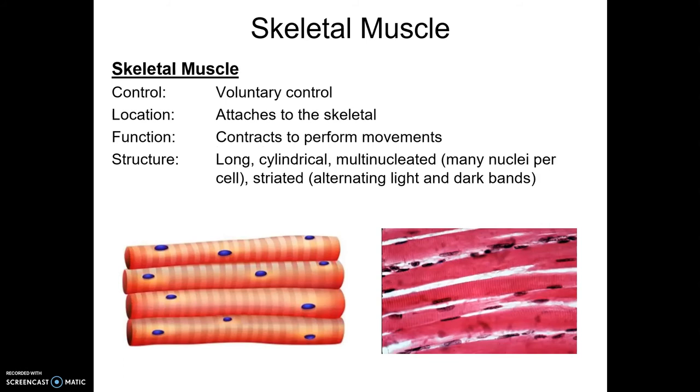Let's take a closer look at the three types of muscle tissue. The first muscle tissue is skeletal muscle. Skeletal muscle is under voluntary control and is attached to bones of the skeletal system. When skeletal muscles contract, they pull on the bones and movements at the joints occur. The structure of skeletal muscle cells is long, cylindrical shaped, striated, and multinucleated.